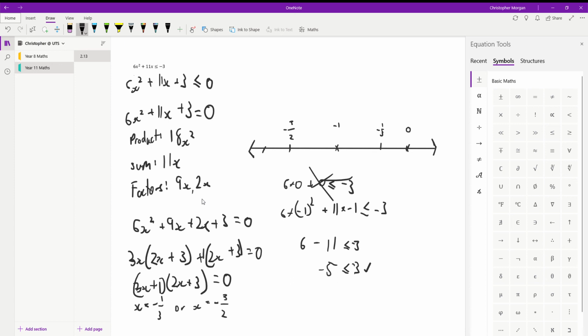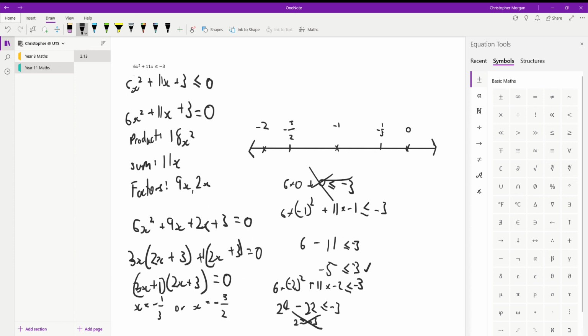Now we do need to check just on this side. We can use negative 2. Here's 6 times negative 2 all squared plus 11 times negative 2. Is that less than or equal to negative 3? Let's have a look. 6 times 4 gives us 24, minus 22, is that less than or equal to negative 3? Well, 2 is not less than or equal to negative 3. So again, that is not our solution. So our solution is purely inside.